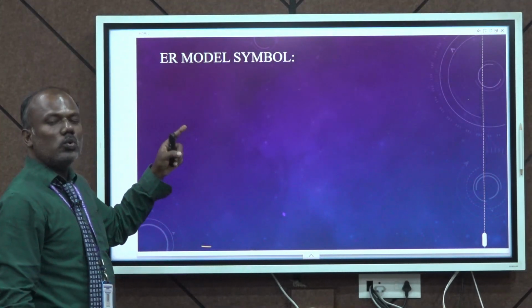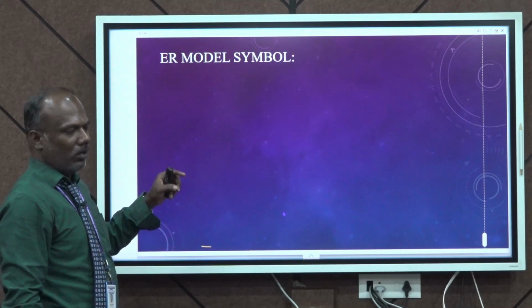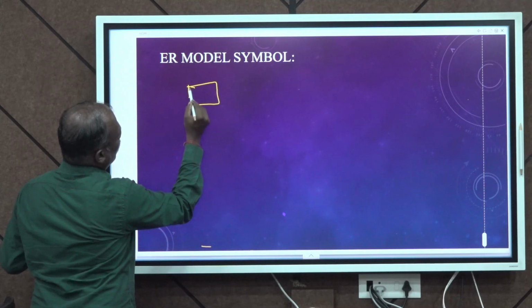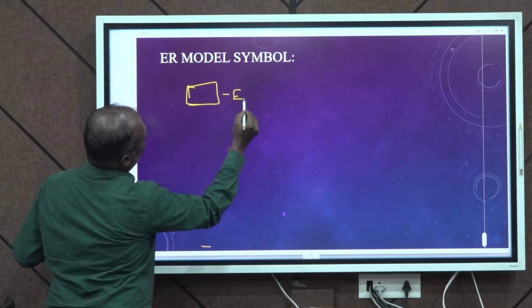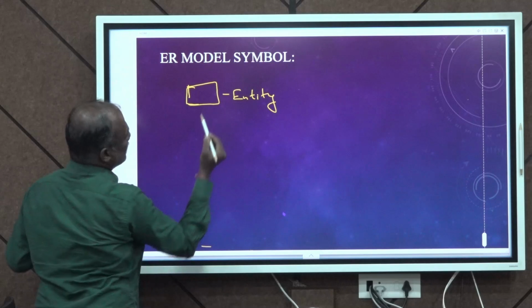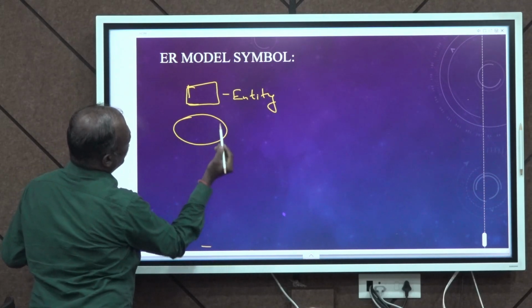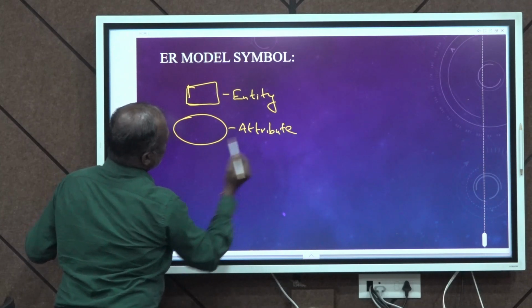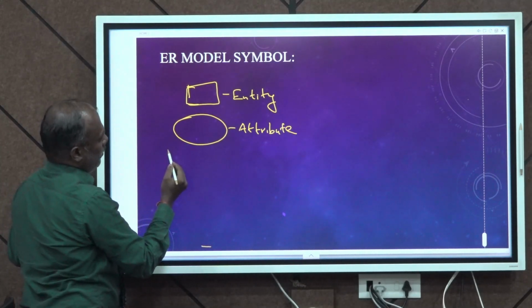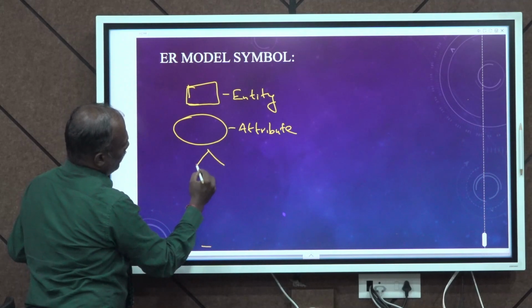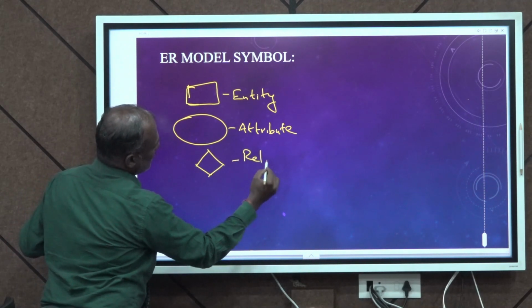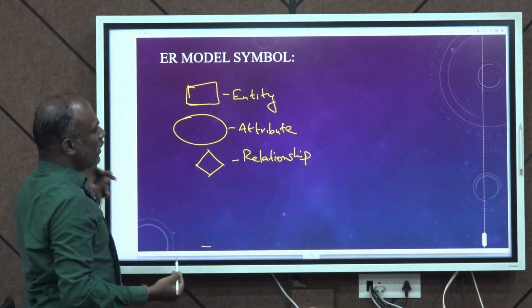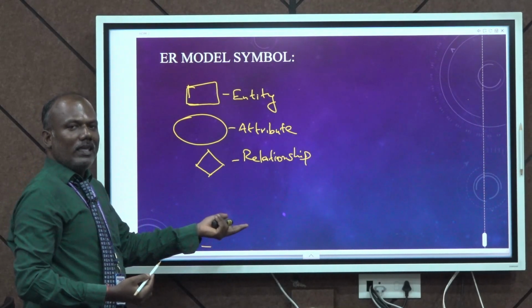Now, we see how to draw the symbols for the ER model. First one is entity. This is called entity, entity represented by a rectangle symbol, and this is called attribute. Attribute is represented by an ellipse. This is represented by a relations or relationship. So, based on the symbols we can create an ER model.